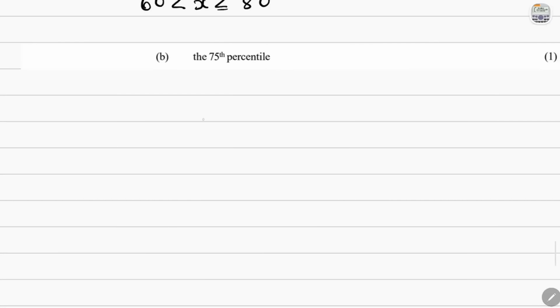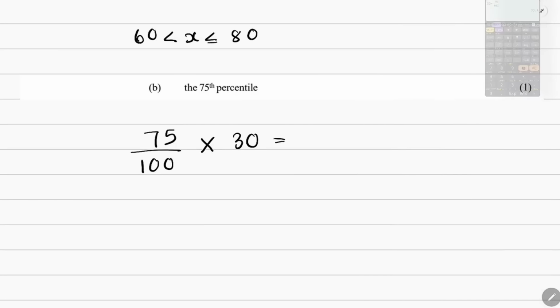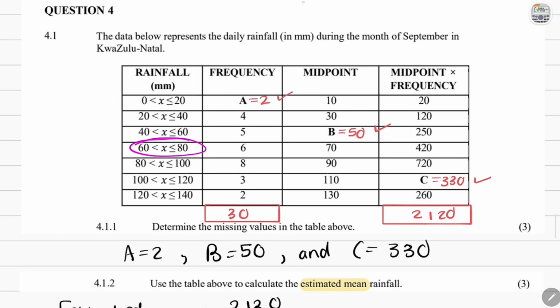But you can simply find this by saying, the 75th percentile, 75 over 100 or 3 over 4. Okay, because it also simplifies to 3 over 4. And you multiply by the total frequency, which was 30, and this will give us the position of where we will find this. And this is 22.5. Okay, so we are going to look for position number 22.5.